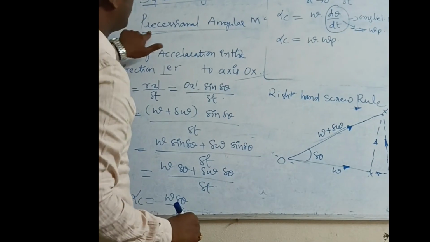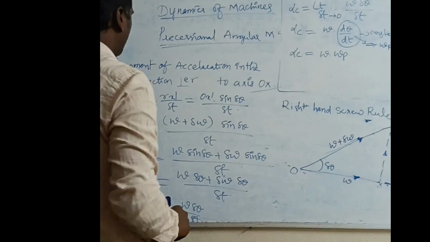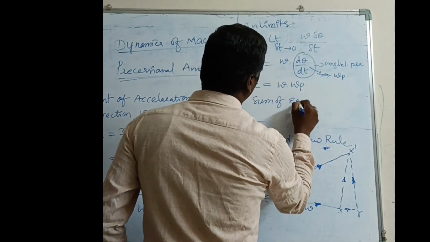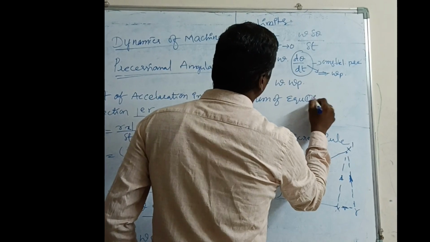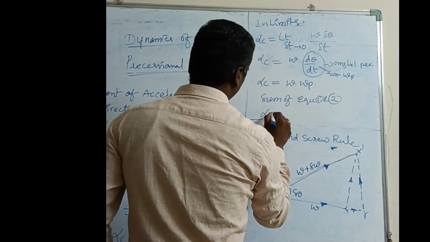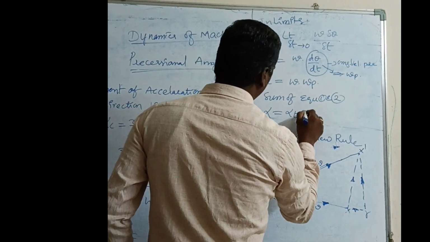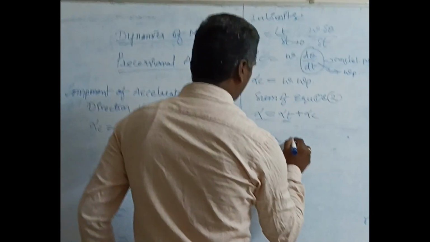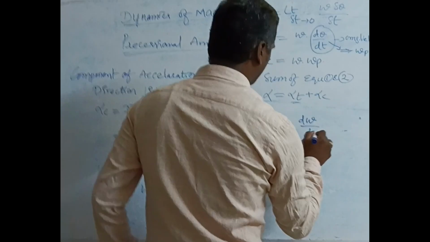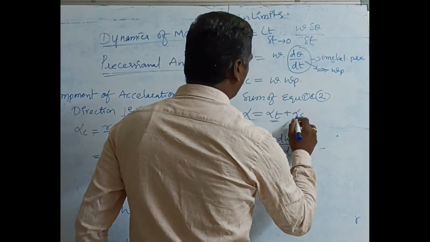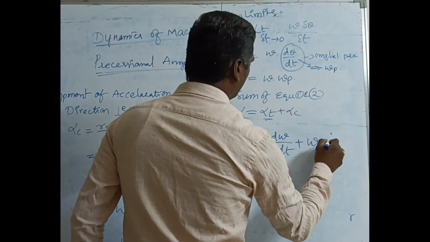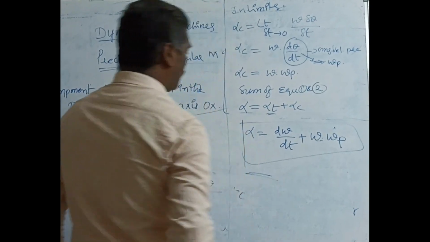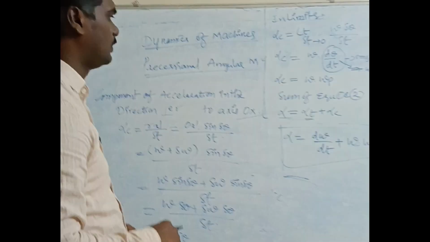The final precessional angular motion value is obtained from the sum of equations 1 and 2. So alpha is equal to alpha t plus alpha c. This alpha t is d omega by dt, plus alpha c is omega into omega p. This gives the precessional angular motion.